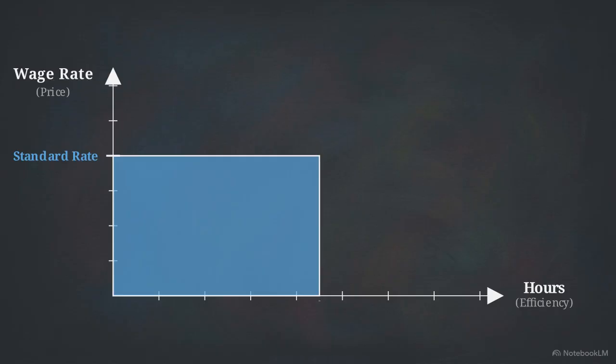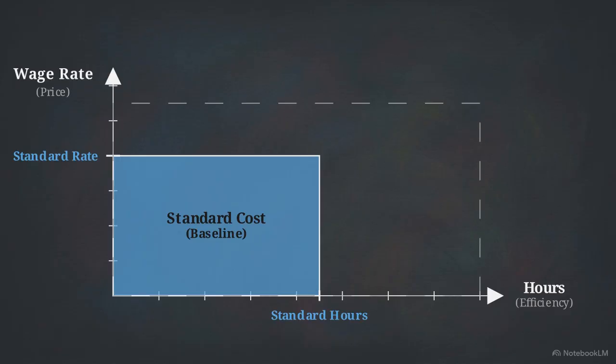The height of this shape represents the standard rate, the hourly wage we expect to pay our workers based on current contracts and skill requirements. The width represents our standard hours, the precise amount of time we budgeted to complete this specific production run. Calculate the total area of this blue rectangle, and you have the total budgeted standard cost for direct labor. Any deviation from the exact dimensions of this blue shape represents our variance.